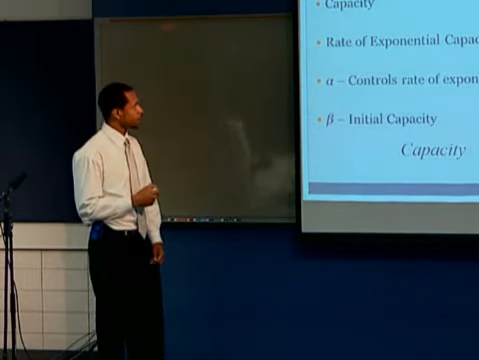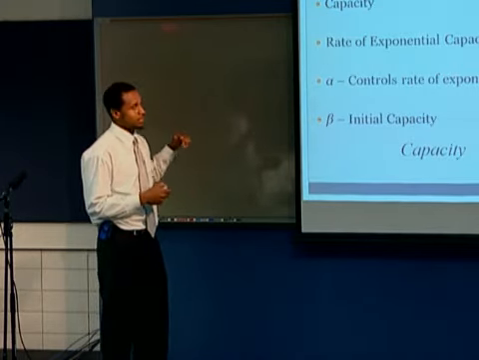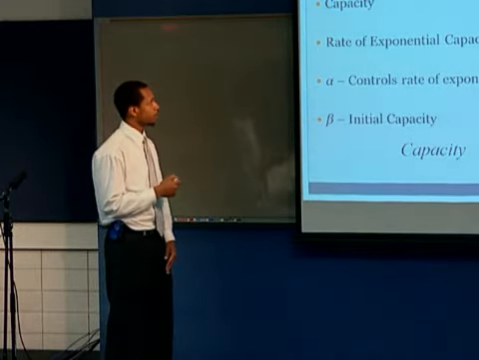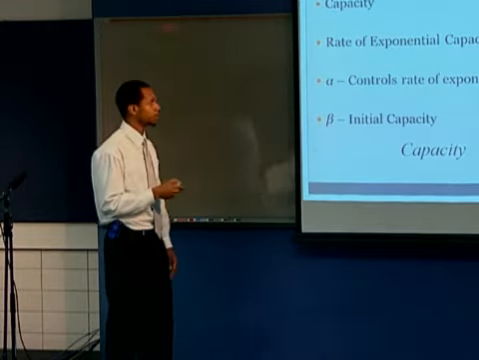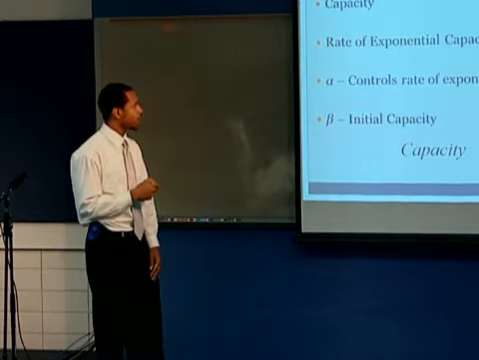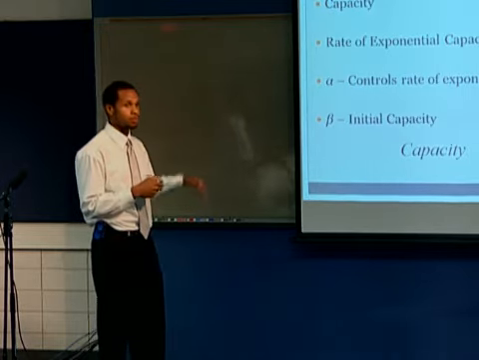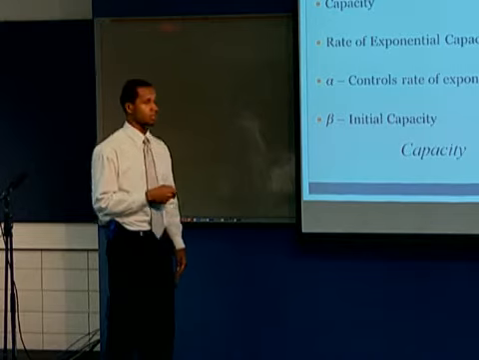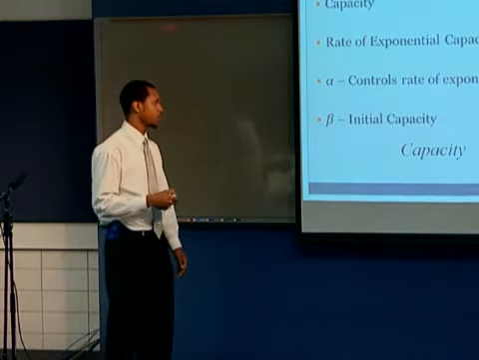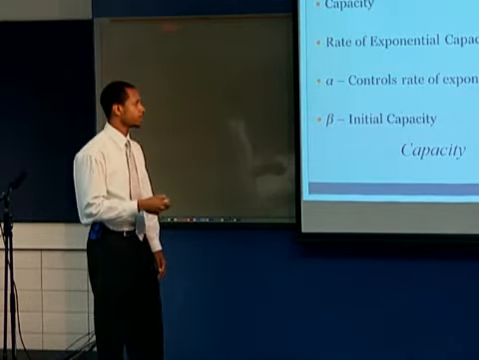And so with these particles, the capacity fades at an exponential rate. The rate at which the curve changes is the rate of that exponential fade. And alpha is just a scalar. It controls the rate at which the curve fades. And beta is your initial capacity. And the capacity can be calculated by using the following equation.